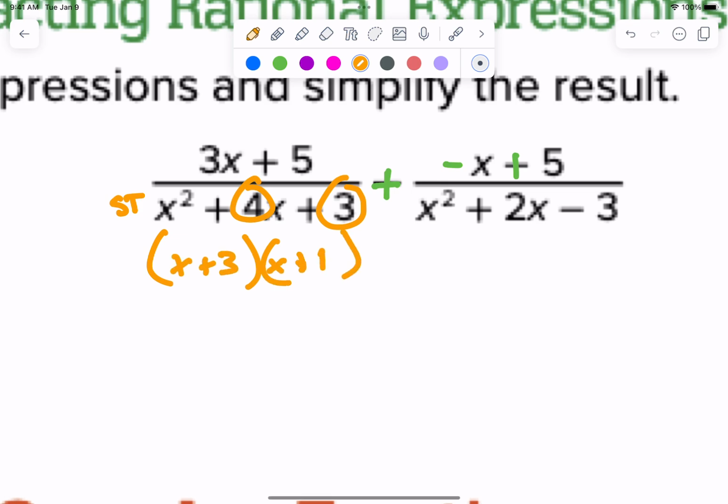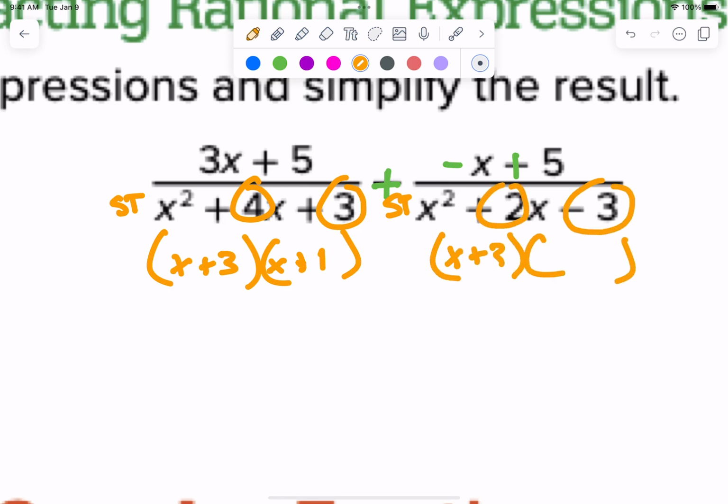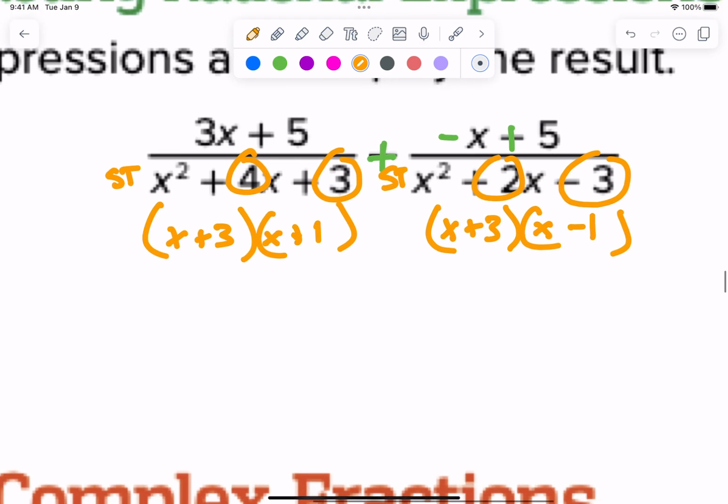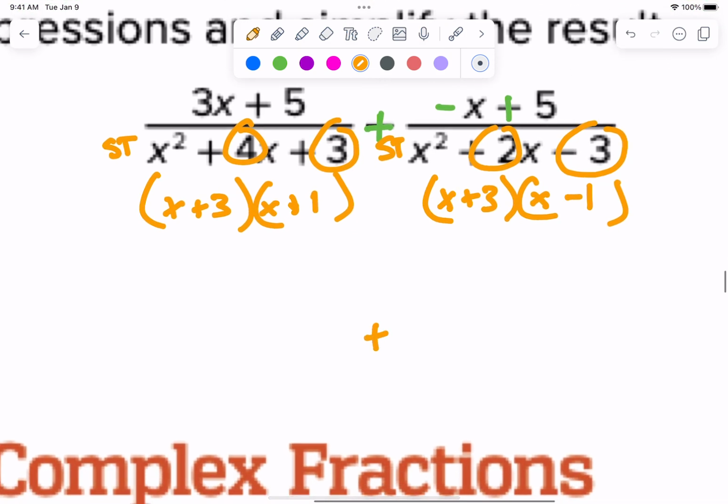Okay, this guy is also a simple trinomial. Multiply to get negative 3, add to get 2. Plus 3, minus 1. Is that right? Okay. All right, so I'm going to do plus, because now we're doing addition instead of subtraction.